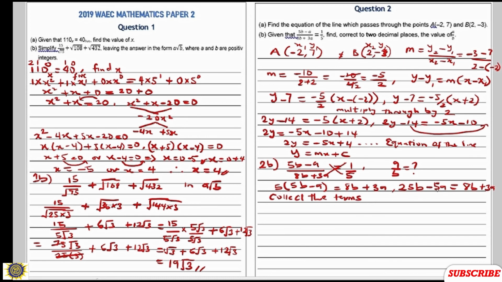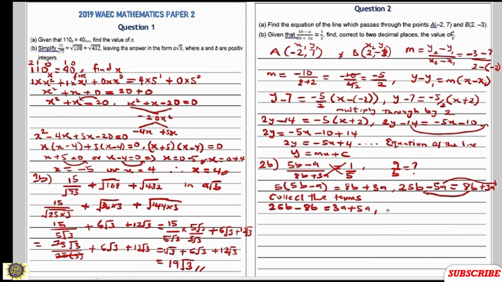So how do you collect the like terms? You bring the 8b to this side, and you take the minus 5a to the other side. You are still going to rearrange later, because the first thing is to avoid the negative sign. So we have 25b, and when you bring 8b on this side, you are going to have minus 8b. 25b minus 8b equal to 3a plus 5a.